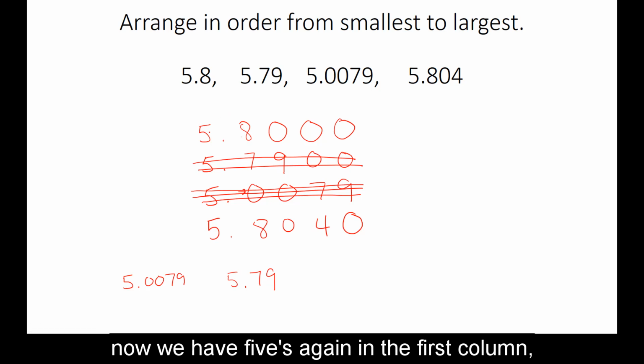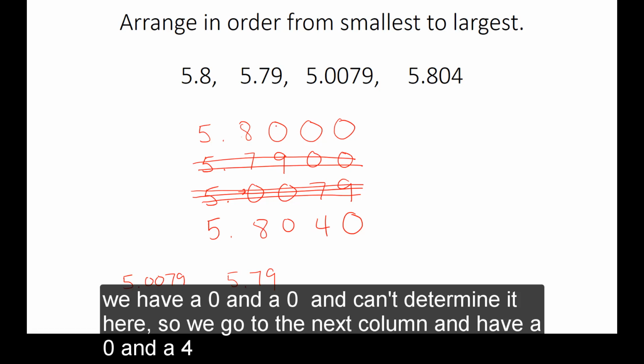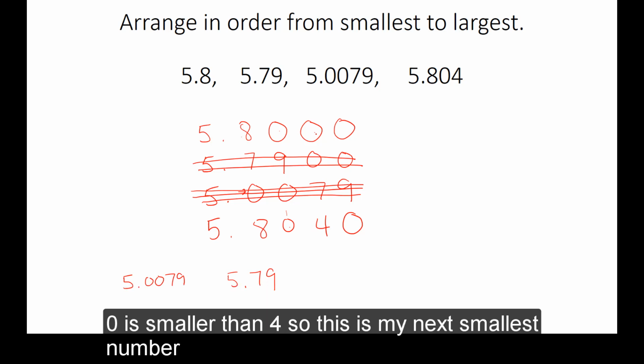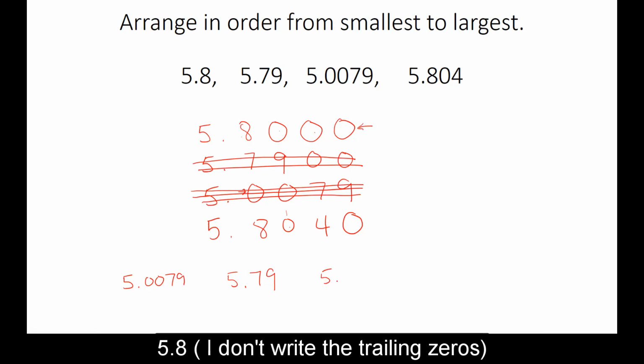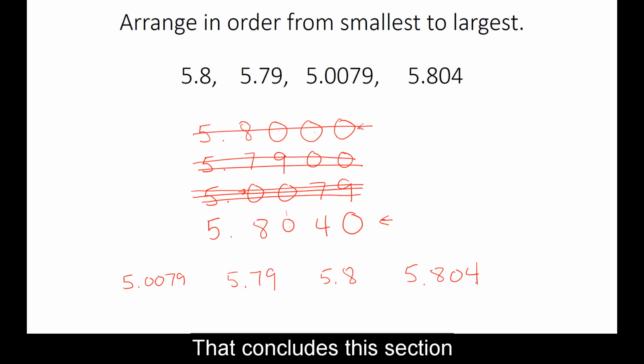Now we have 5s again. We have 8 and an 8, so we have to continue. We have a 0 and a 0. Can't determine it here, so we go to the third column. I have a 0 and a 4. Well, 0 is smaller than 4, so this would be my next smallest number, 5.8, and I'm not going to write the trailing zeros. Okay, so it's gone. That only leaves me with one number remaining, and so that would be the largest. Okay, that concludes this section.